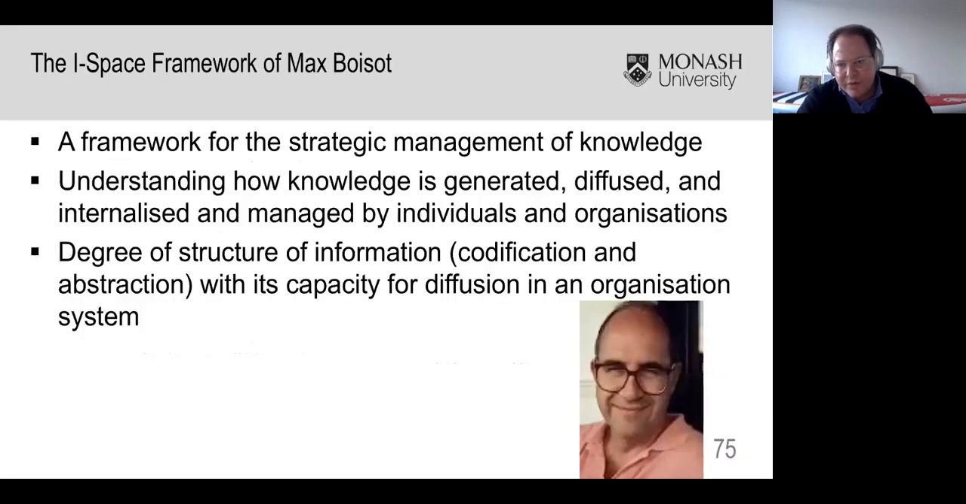Now, there is a very pragmatic framework, and this is why I put the list before. A favored concept, and this is a utility argument, is the I-Space Framework from Max Boisot, I think, a framework for strategic management of knowledge. Here is the understanding of how knowledge is generated, diffused, internalized and managed by individuals and organizations. Oh, maybe a new term. What is diffused? What is a diffusion?